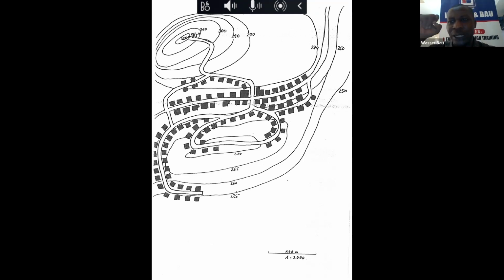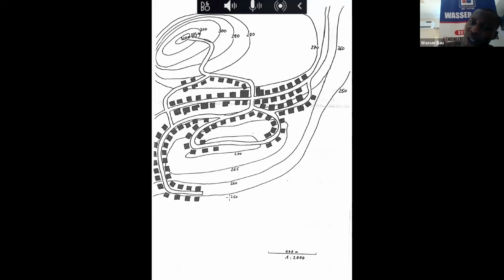HF, H underscore F, which is frictional losses due to pipe, because when the water is flowing in the pipe, there's a contact between the water and the pipe, so that leads to friction, so there will be losses. So the longer the pipe, the higher the losses.